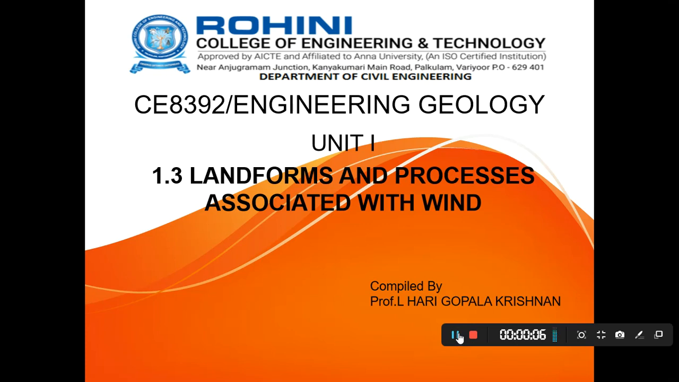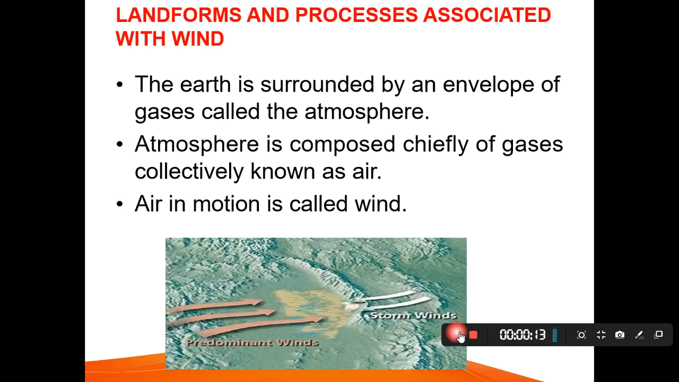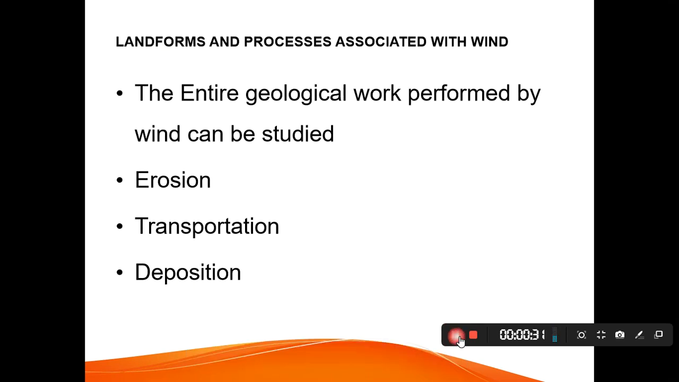This is unit number 1, engineering geology, topic: landforms and processes associated with wind. The earth is surrounded by an envelope of gases called the atmosphere. Atmosphere is composed chiefly of gases collectively known as air. Air in motion is called wind. The entire geological work performed by wind can be studied as erosion, transportation and deposition.